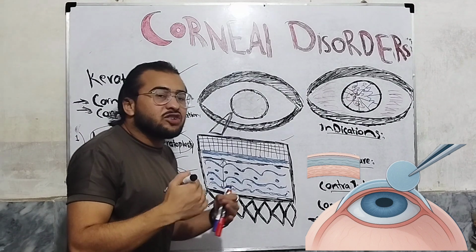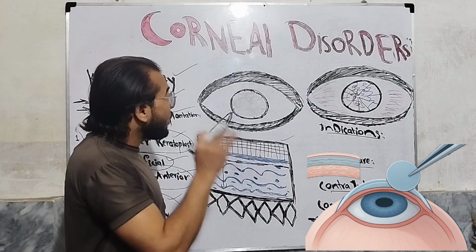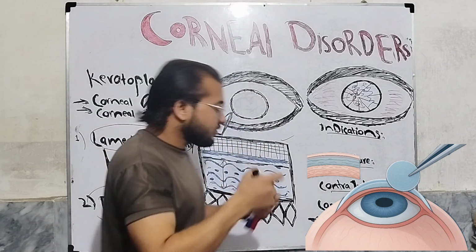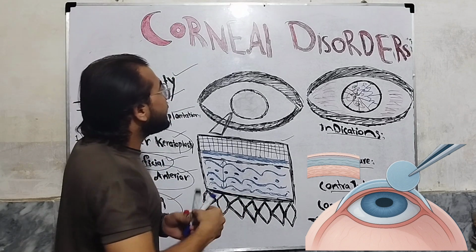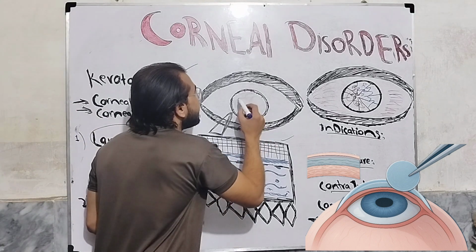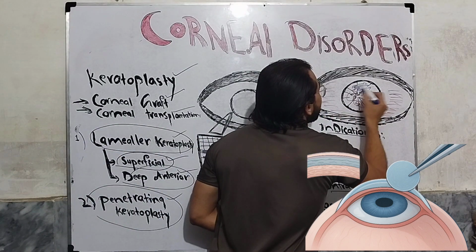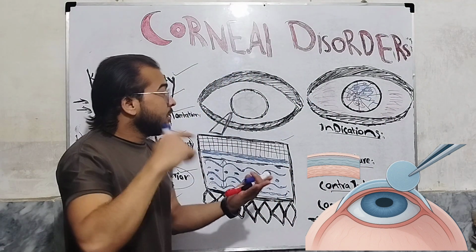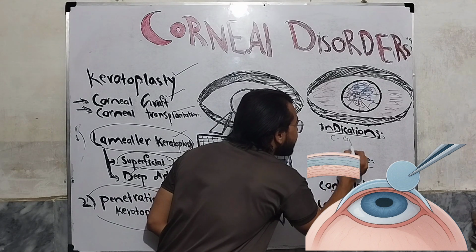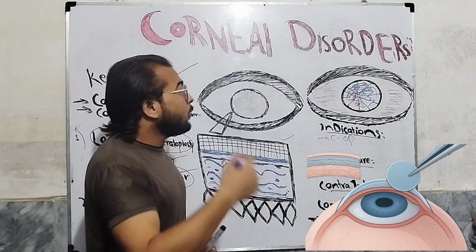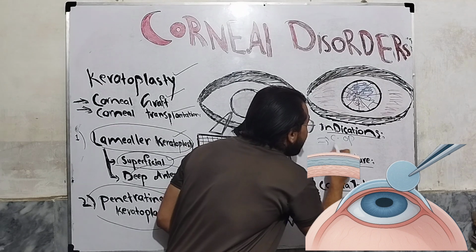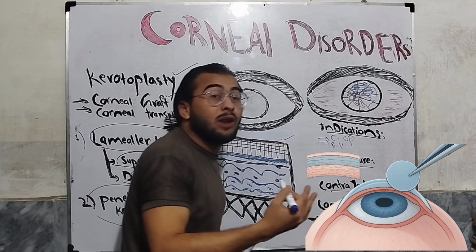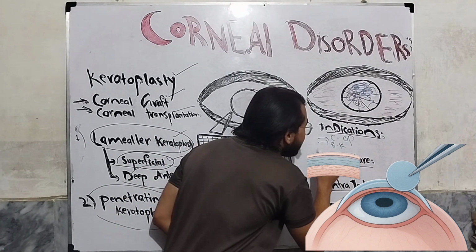So what are the indications of penetrating keratoplasty? When do we have to do this procedure? There are some indications. For example, if there is corneal opacity, deep corneal opacity, which is not responding to any therapy. We also have bullous keratopathy, in which there is formation of bullae in the cornea.